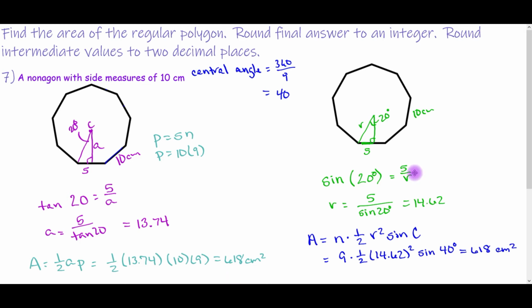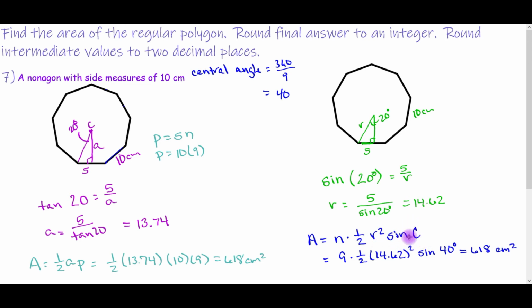My alternate example over here is just like we did on the previous example. Instead of finding the apothem measure, we're going to find the radius measure. So instead of using tangent, I'm going to use sine because we have opposite and we have hypotenuse. So finding my radius value, we get about 14.62, and then plugging into the area formula, which is the number of sides times 1/2 times r squared, sine of my central angle.